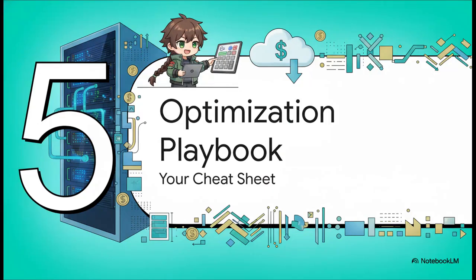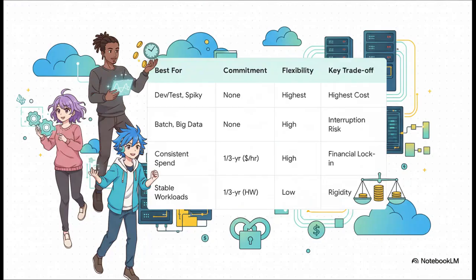Okay, let's bring all of this together. Here is your final cheat sheet, the playbook you can use to make smarter, more cost-effective decisions in your own environment. This table right here, this is your ultimate guide. Pause here if you need to. Seriously, it lays out the core trade-off for each model. You're always balancing cost, flexibility, and commitment.